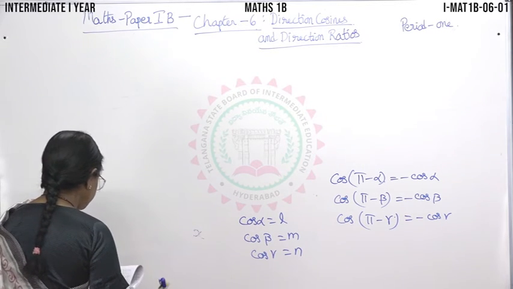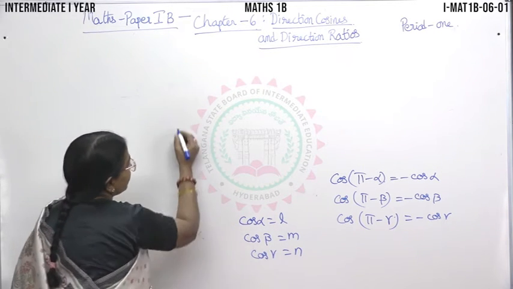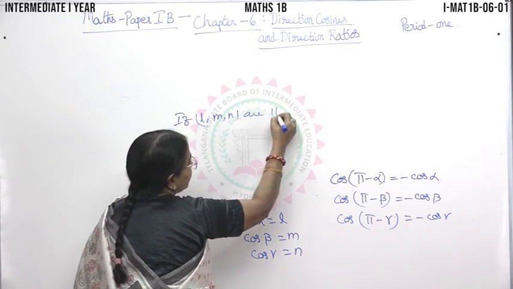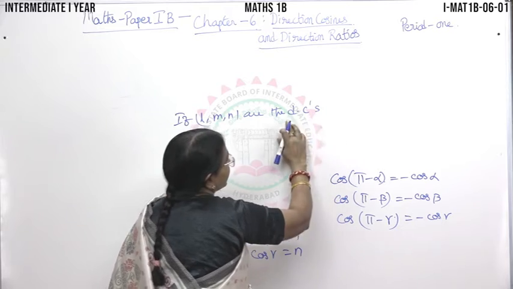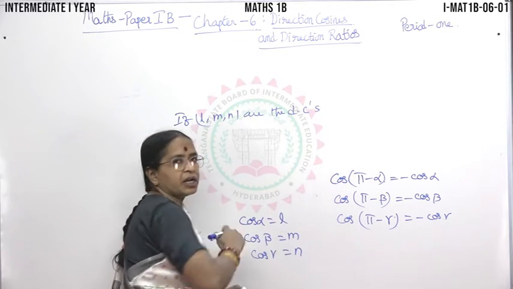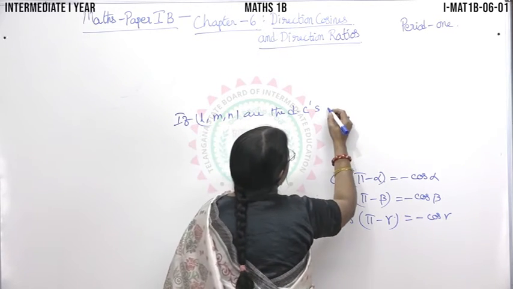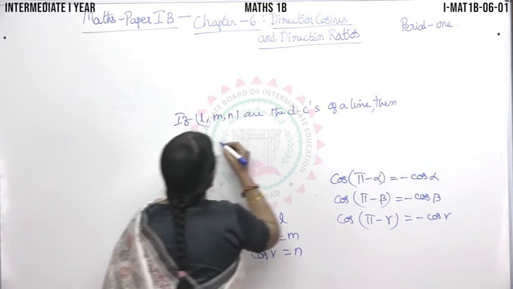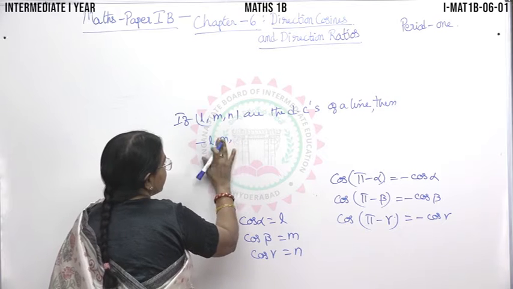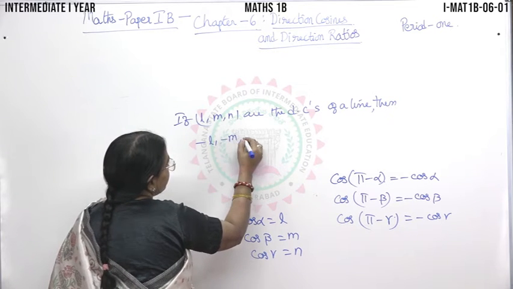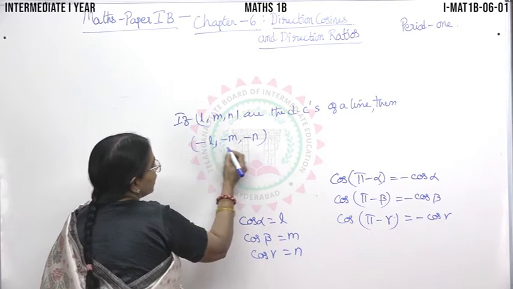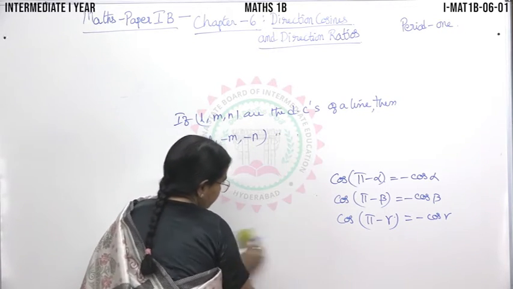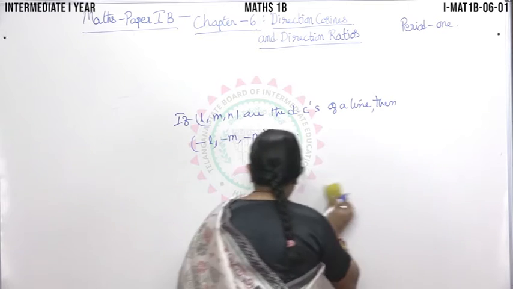Okay, now, if L, M, N are the direction cosines of a line, direction cosines we write in short as DCs, then minus L, minus M, minus N are also the direction cosines of the same line. Just now you have seen.